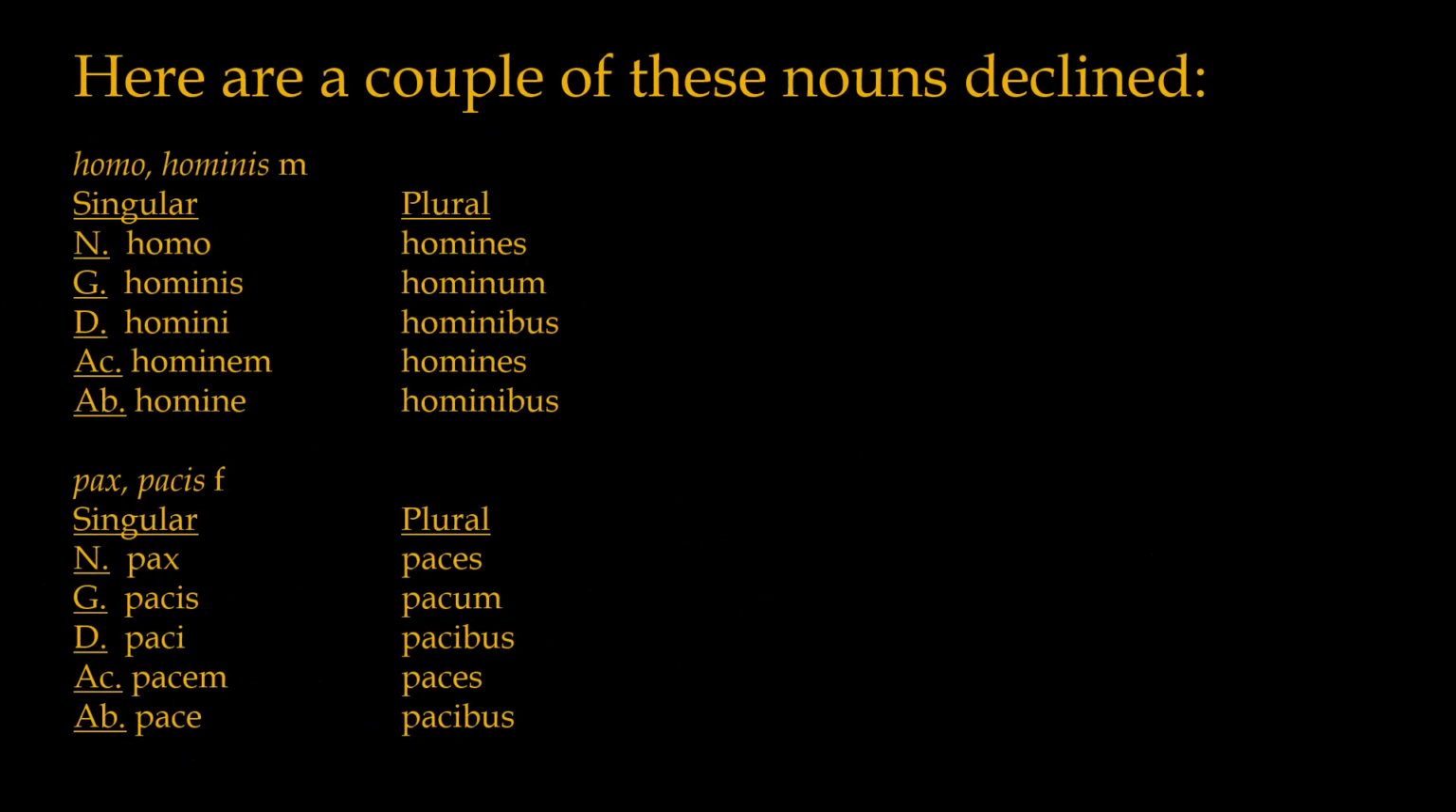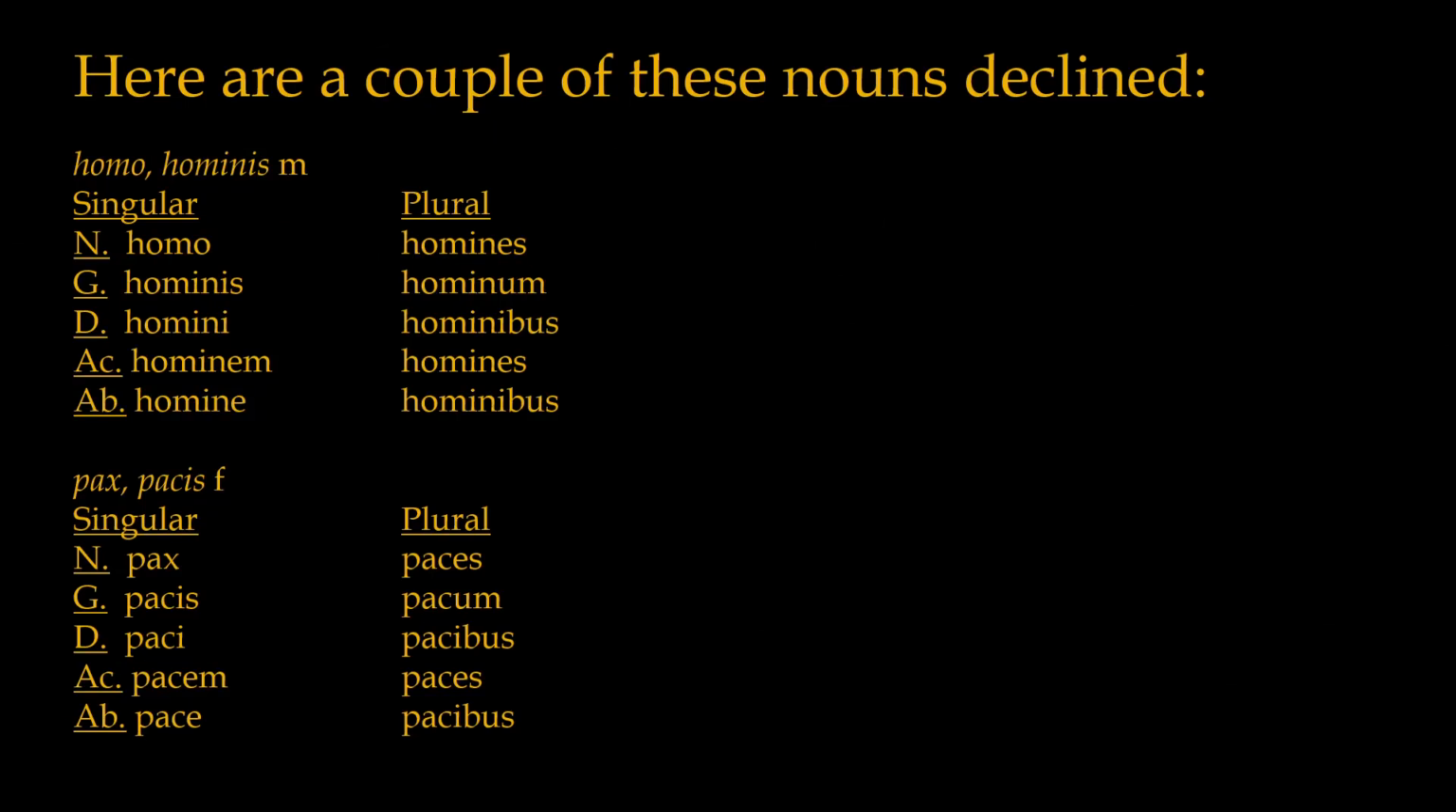Okay, so here are two examples of third declension nouns declined. Homo, hominis, man, person. Pax, pacis, right? So you can see that the endings are a bit different. What strikes me as most different here is the genitive plural. Remember aurum and aurum. As soon as we saw aurum and aurum we knew immediately we were looking at the genitive plural. Well, it's different here with the third declension.